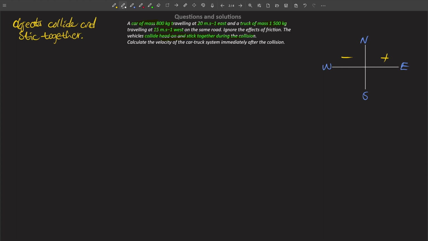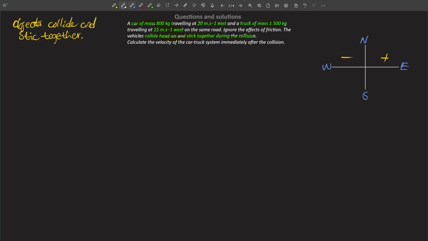Okay, let me start with an illustration. This is our car, this is our truck, a truck and a small car. The car is moving east, the truck is moving west. These two collide. Now we have to calculate the velocity of the car-truck system immediately after collision. This is just how the system looks. So now let's calculate it.